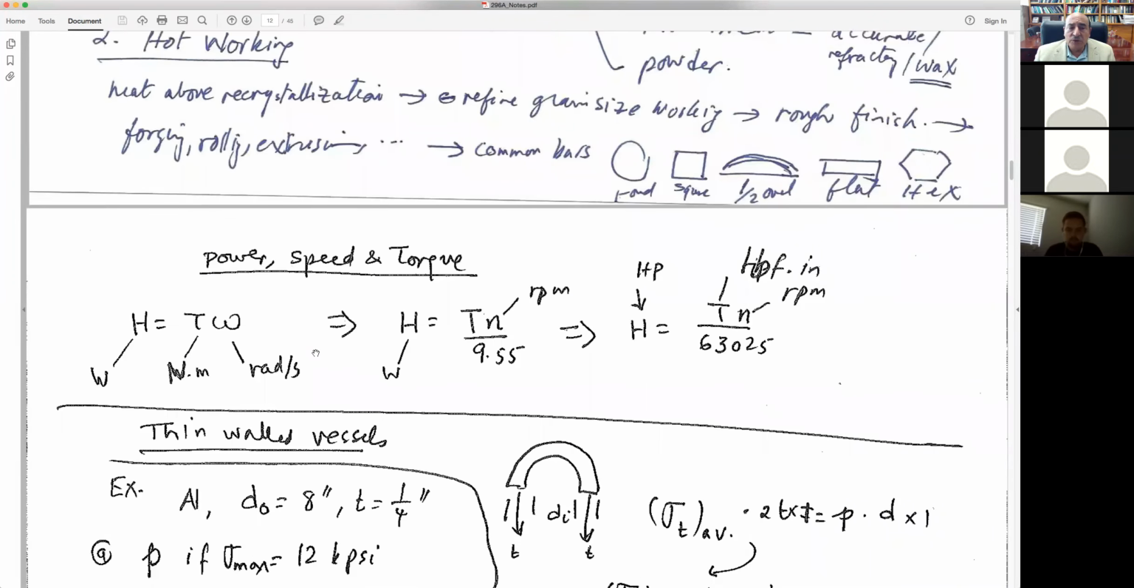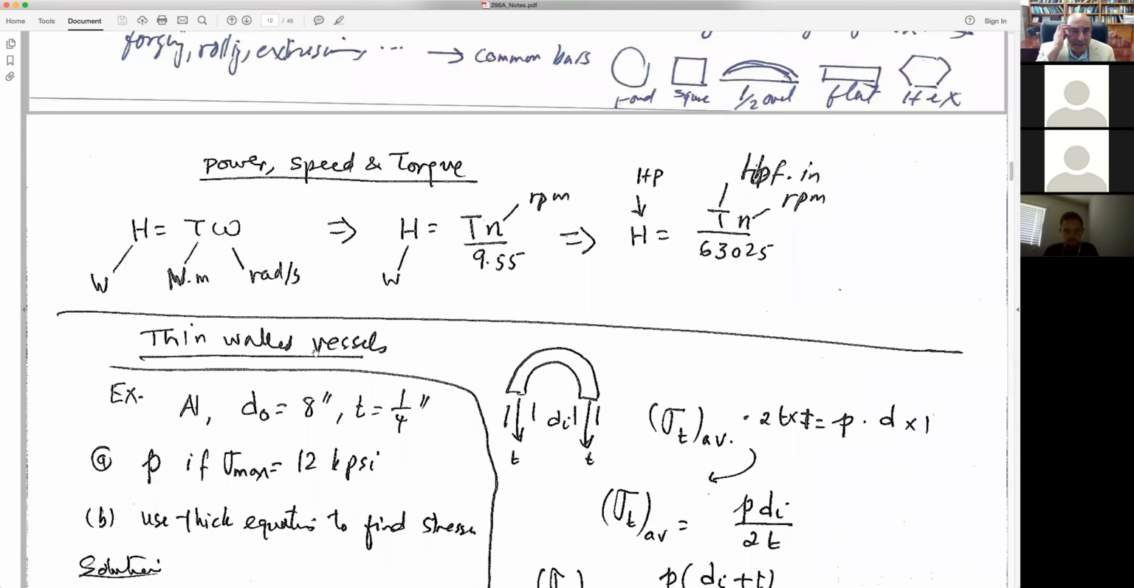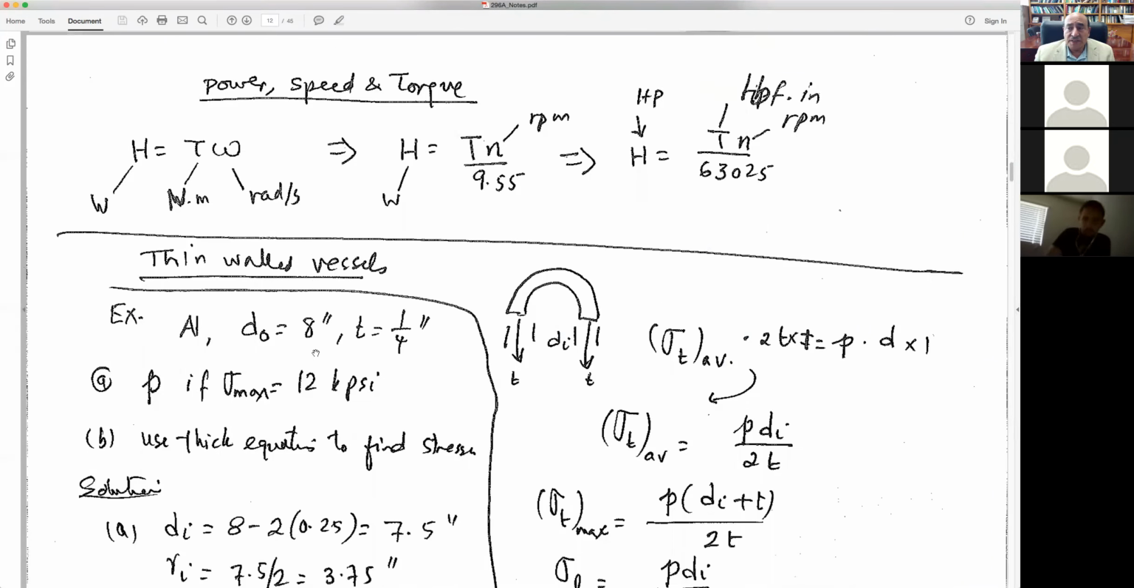Okay. Now we move on to stress. So now this is kind of a quick review of material properties. Now we move on to stress. Everything in the course is related to power transmission. So we know that the power is equal to the torque times the angular speed. If everything is in the MKS system, this is watts, this is Newton meter, and this is radian per second. But we usually have it in watts and RPM.